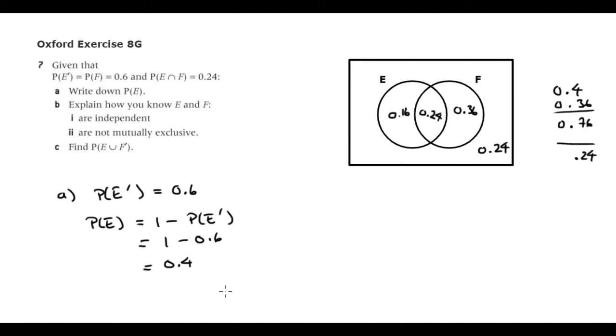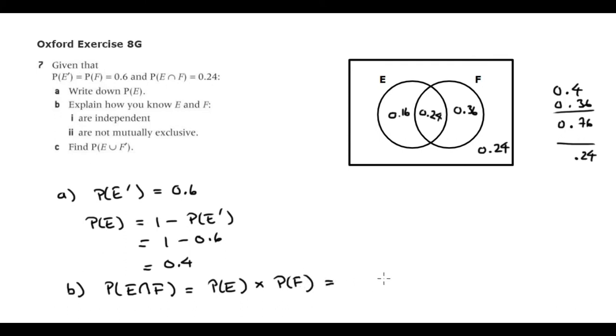So now, for part B, explain how you know that these two events are independent. Well, let's see. What is the definition of independence? Well, the definition of independence is that if you want the probability of E and F, it doesn't actually matter that E occurs. You just take that probability and multiply it by the probability of F in isolation of each other. E occurring has absolutely no effect on the probability of F occurring.